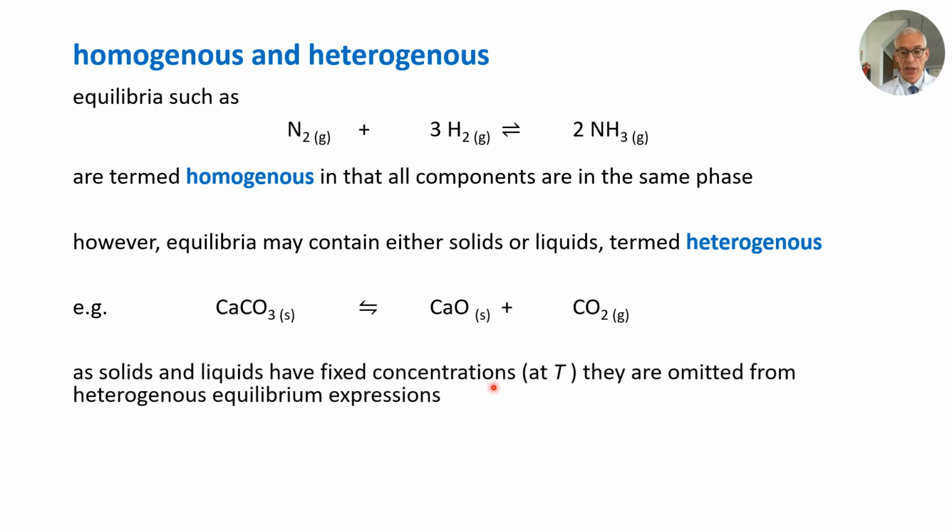As solids and liquids have fixed concentrations at any particular temperature, they are omitted from the heterogeneous equilibrium expressions. So the equilibrium constant expression for the decomposition of calcium carbonate is simply Kp equaling the partial pressure of carbon dioxide. Calcium oxide being a solid is omitted. Calcium carbonate being a solid is omitted.